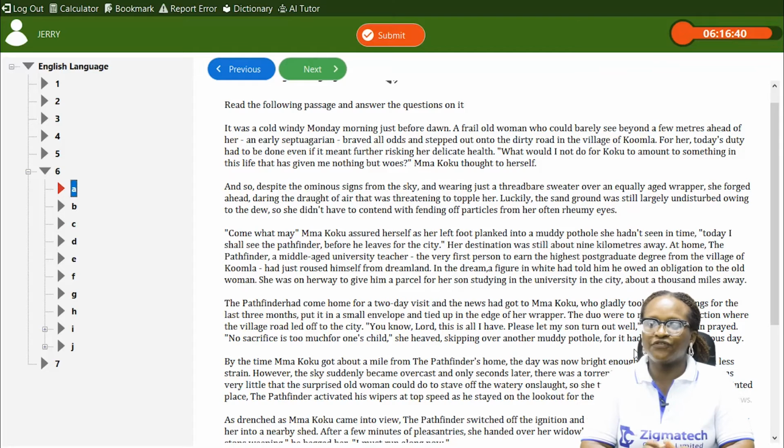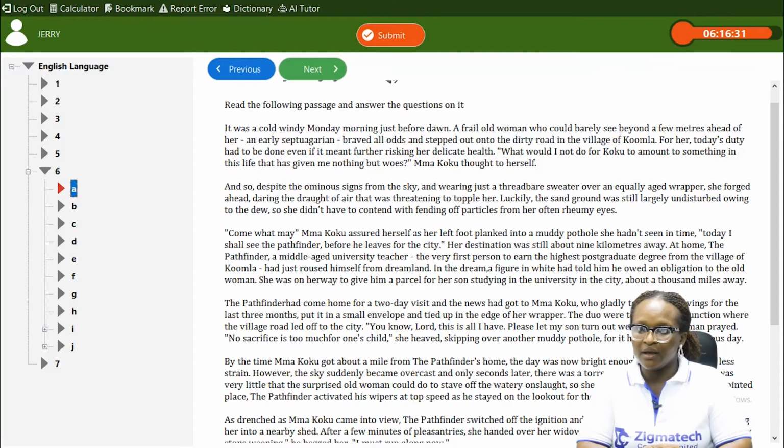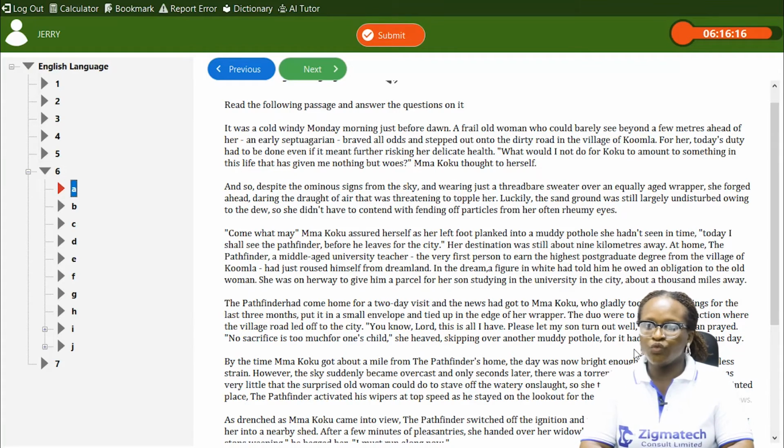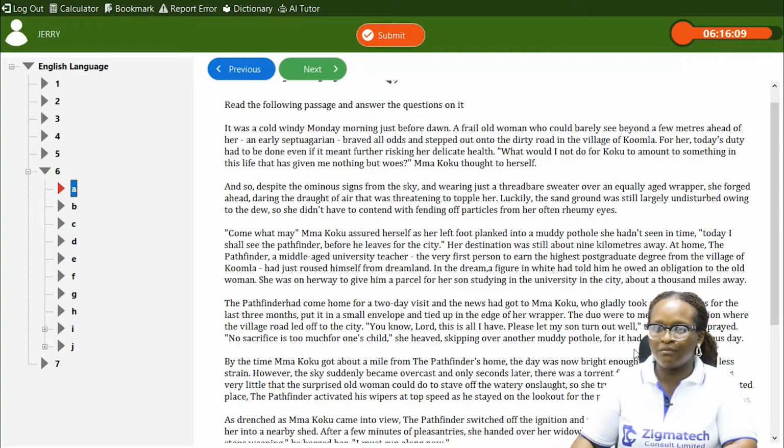At home, the Pathfinder, a middle-aged university teacher, the very first person to earn the highest postgraduate degree from the village of Kumia, had just roused himself from the dreamland. In the dream, a figure in white had told him he owed an obligation to the old woman. She was on her way to give him a parcel for her son studying in the university in the city, about 1,000 miles away.